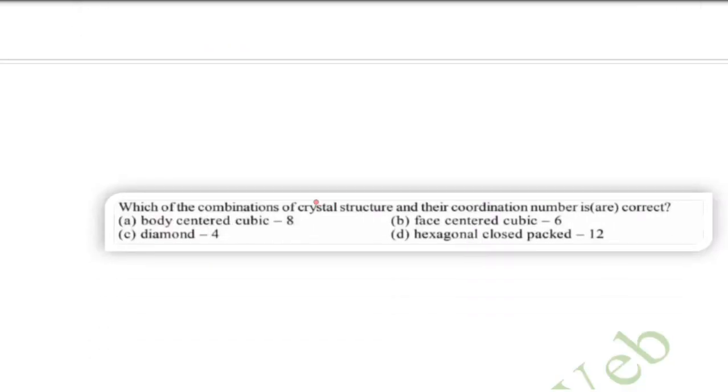Which of the following combinations of crystal structure and their coordination number are correct? Coordination number means the number of first nearest neighbor atoms. Okay, so you can check for BCC it is 8, for diamond it is 4, for face centered cubic it will be 12, and for hexagonal close packed structure, this is 12.